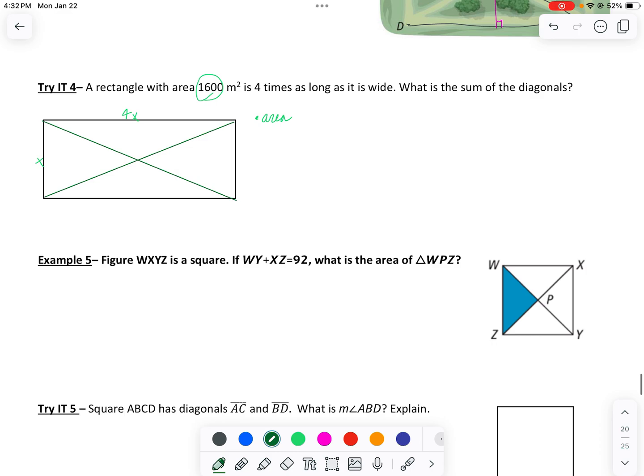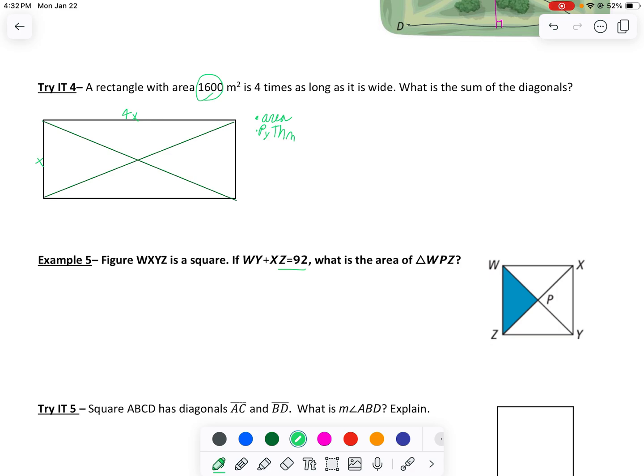You might want to use the right triangle Pythagorean theorem once again. So area, Pythagorean theorem, etc. All right, this is a square. WY and XZ is equal to 92. So what is the area of WPZ?